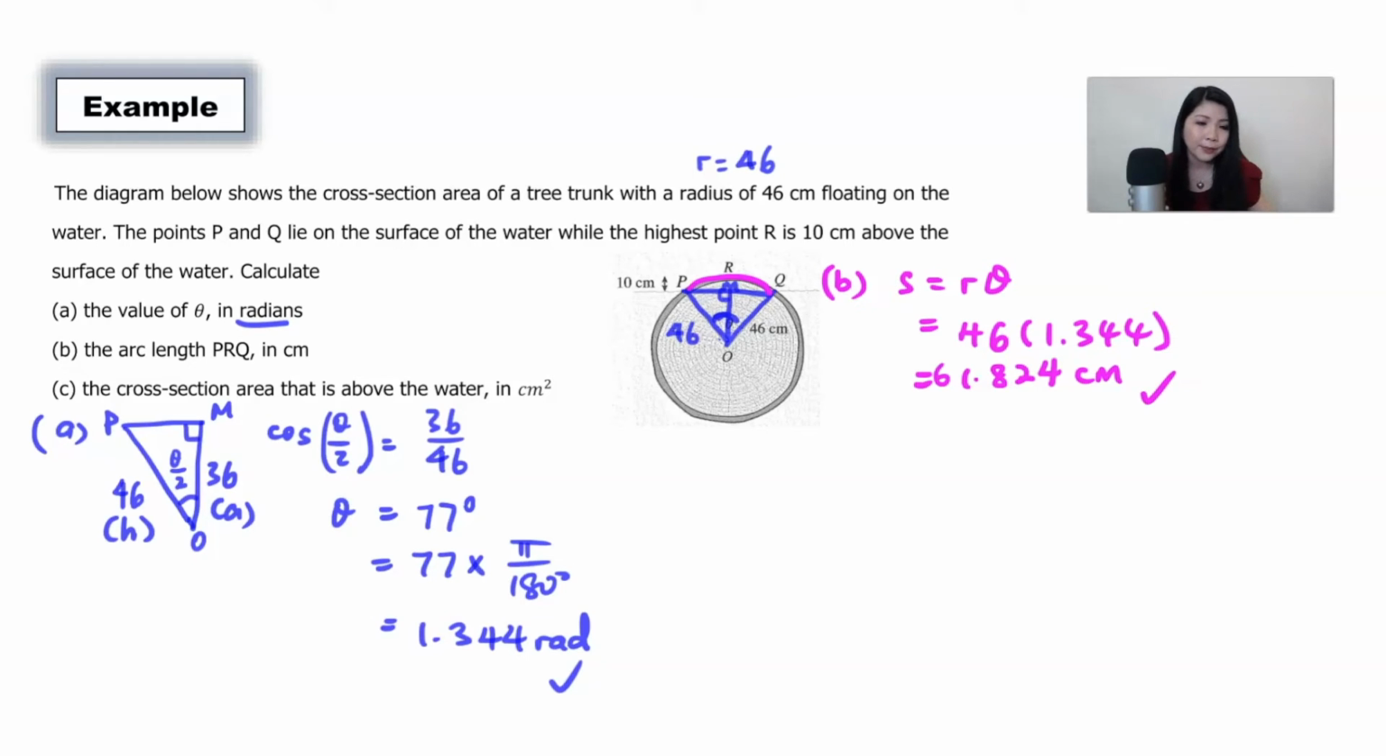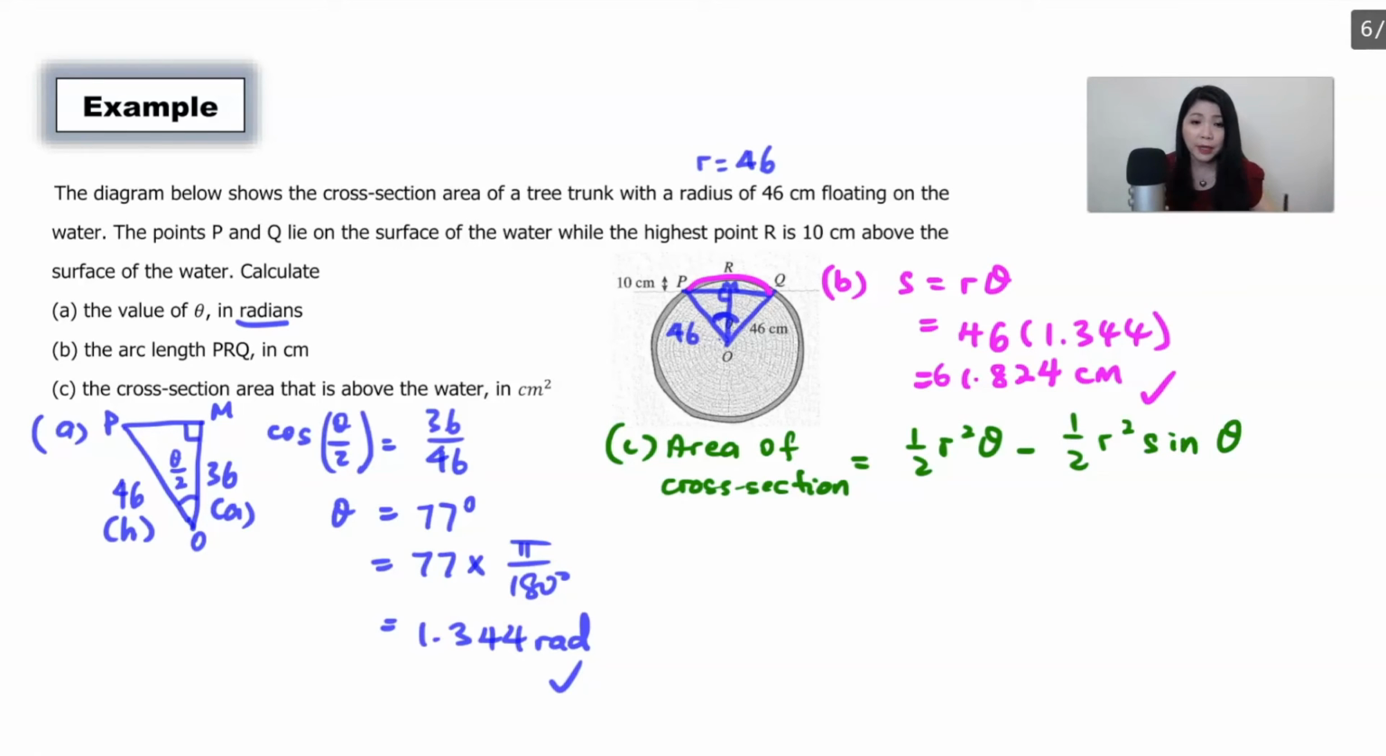Now let's solve for C. Find the area of the cross-section. The area of the cross-section is actually the area of a segment. What is the formula to find the area of a segment? We use the area of a sector, which is half r squared theta, minus the area of the triangle, which is half r squared sine theta. Remember this formula. So half times 46 squared, and then theta is 1.344, minus half times 46 squared.